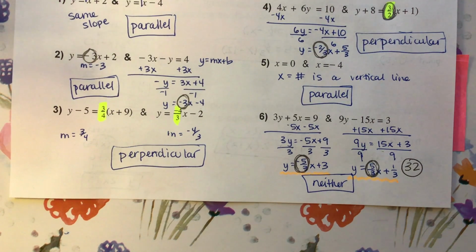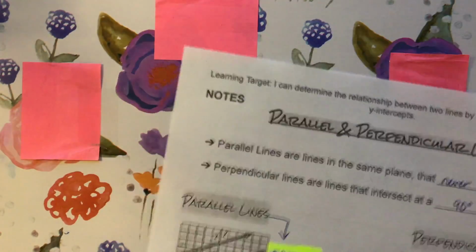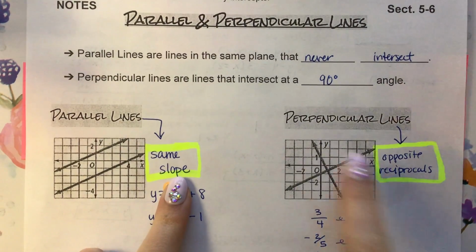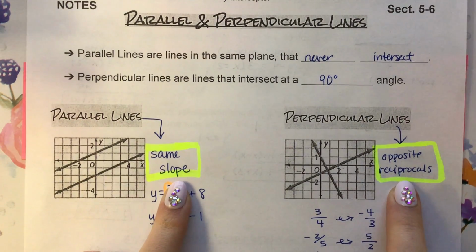And that's all for today. So the main takeaway I want you to have are these two pieces of information right here. Parallel lines have the same slope, perpendicular lines have opposite reciprocals.